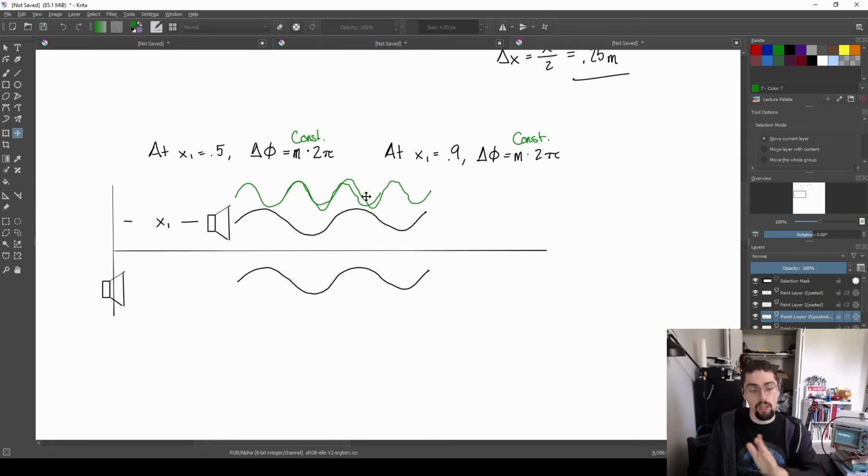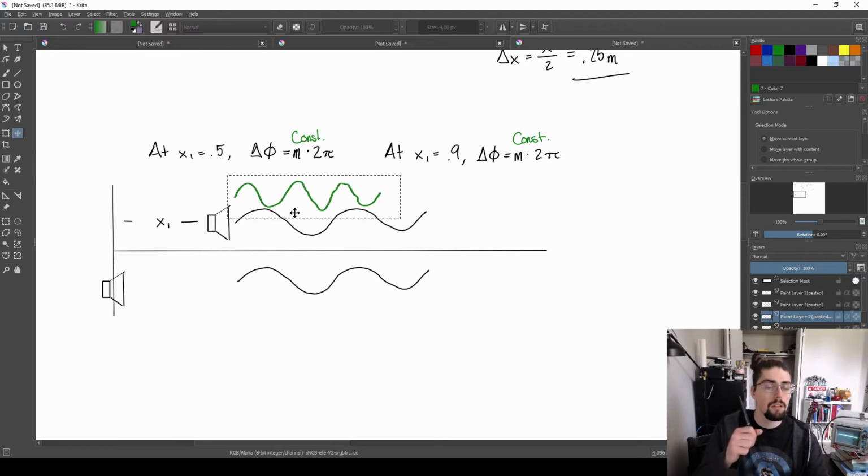This was the first time we heard this. It's not 0.2. We didn't hear peak, another peak. We heard peak, decrease in volume, to peak. So we know the wavelength must be 0.4 meters.